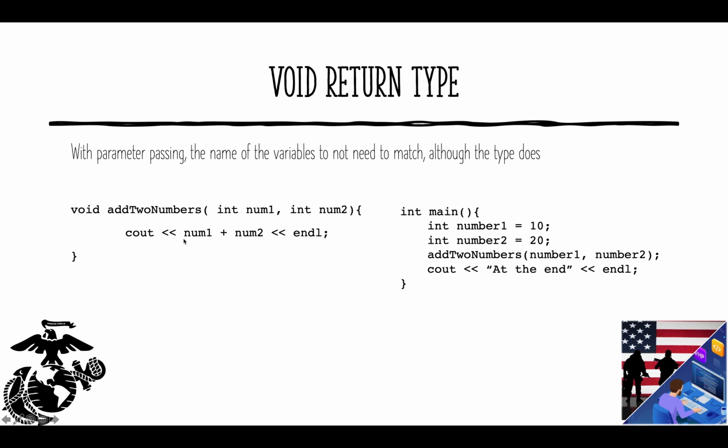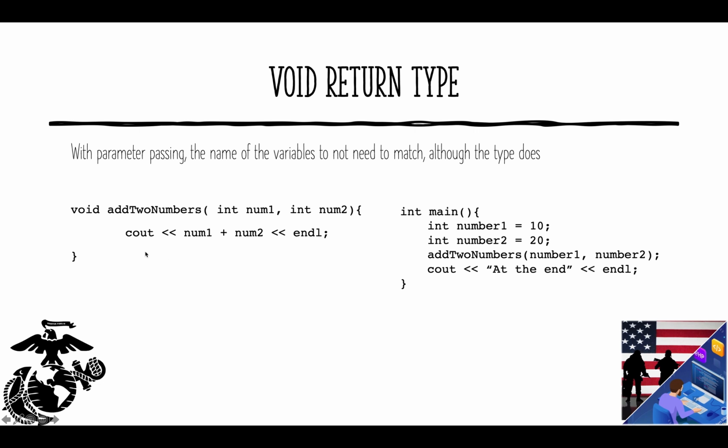So we jump over to our function, and now it's going to print something. It's going to print num1 plus num2. So num1 holds the value of 10 plus num2, which holds the value of 20. So it's going to cout 30, and then it has an end line character.